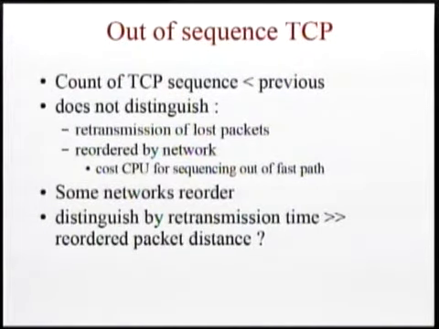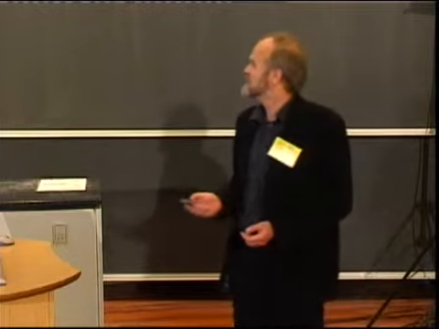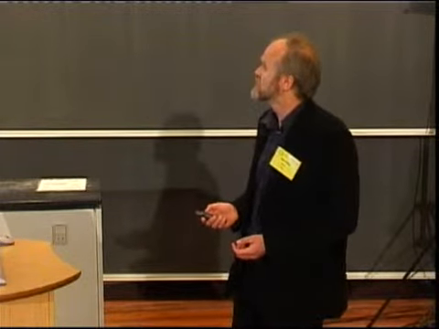Another thing we looked at was out-of-sequence TCP packets. That is, we observe for a TCP stream that the sequence number of the current packet is lower than the sequence number of the previous packet. The reason for this could be that it's a retransmission, that is, a packet has to be retransmitted because it has been lost. Or it could have been reordered by the network, and we know that both things are happening. So this test is not very good at the moment.